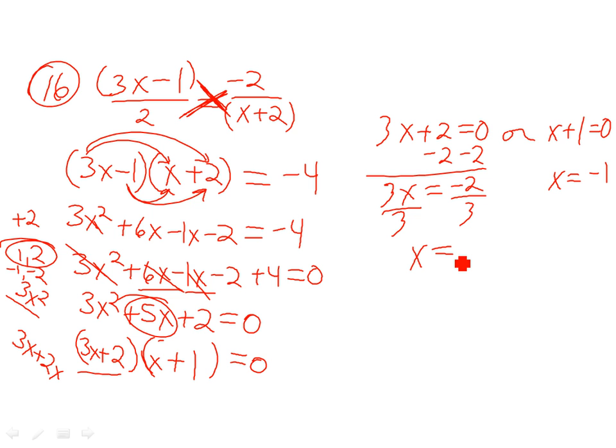What's 2 divided by 3? Or -2 divided by 3? 0.6. Don't do something silly, come on. -2/3, it just stays that, right? Those are your two answers.